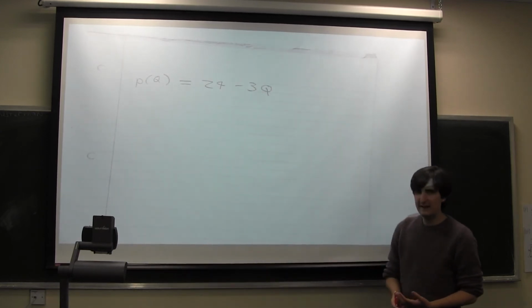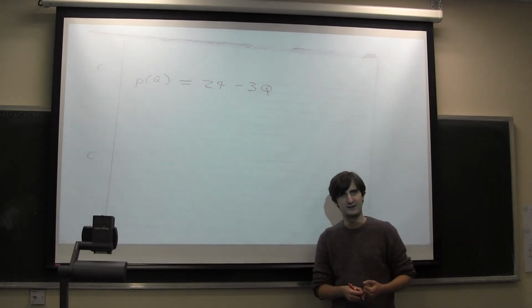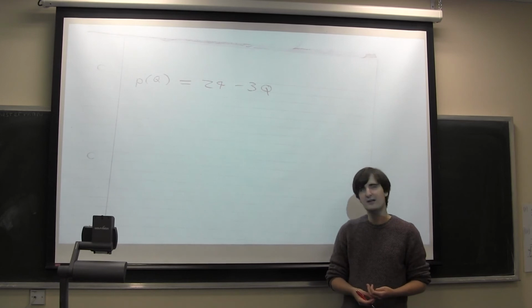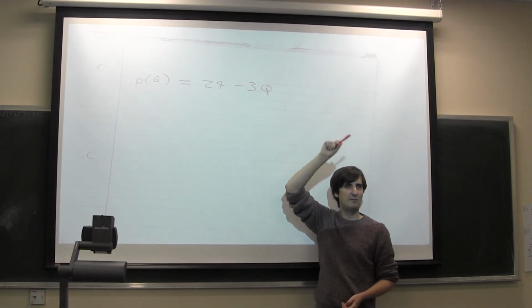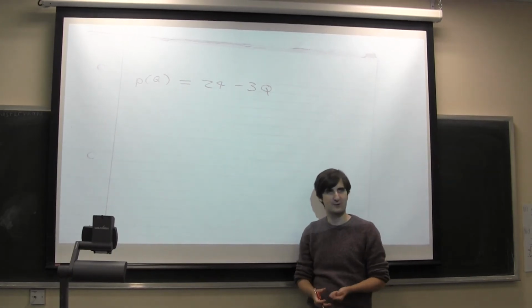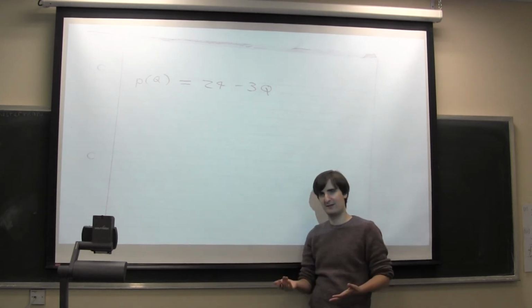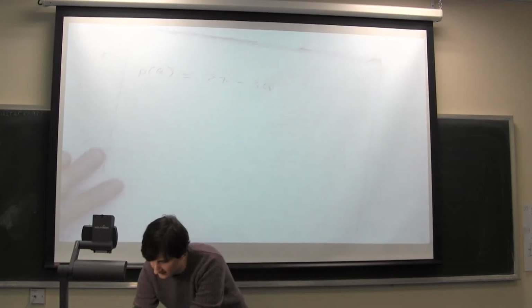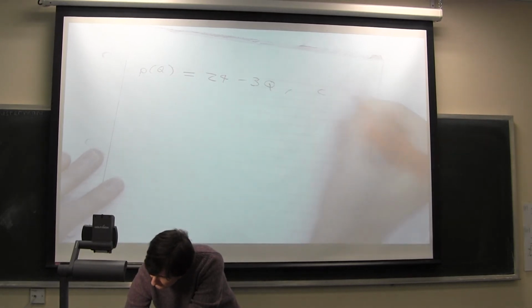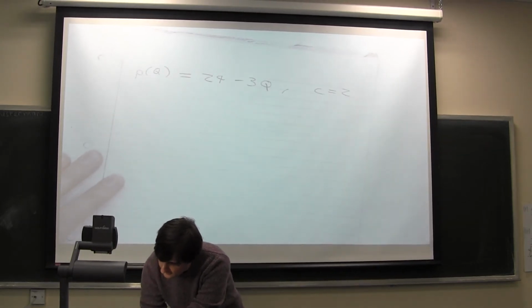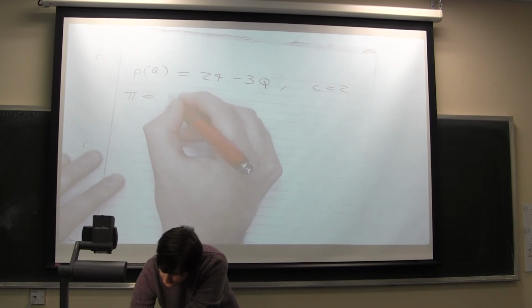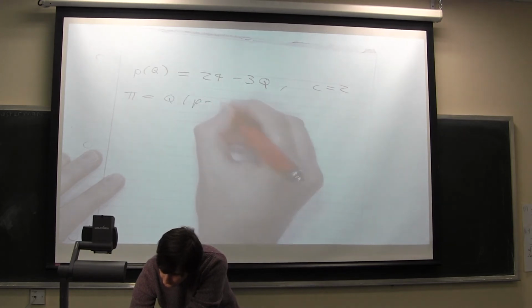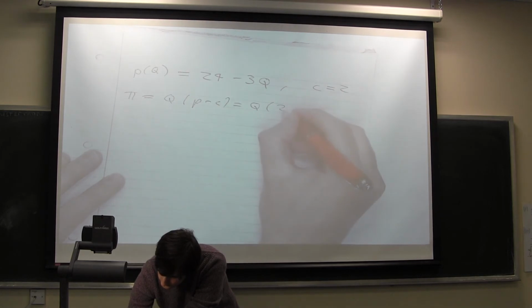Okay, so let's do a monopoly welfare question. Suppose for the industry facing this inverse demand curve, there's just a monopolist in the industry. The first thing we need to know is what price or quantity that monopolist is going to sell. Let's suppose that the monopolist has marginal costs of 2. So the profits of this monopolist are going to be quantity times price minus cost, so quantity times 24 minus 3q minus 2.